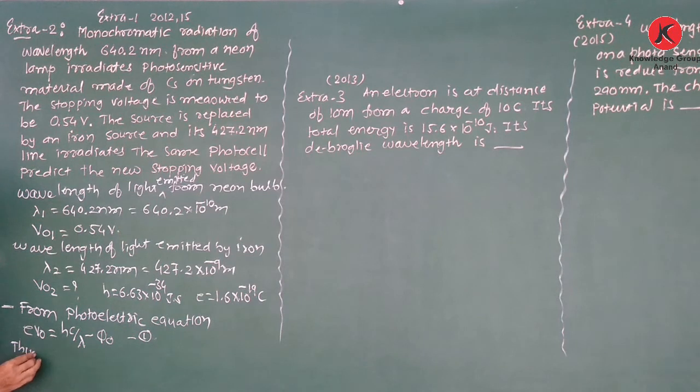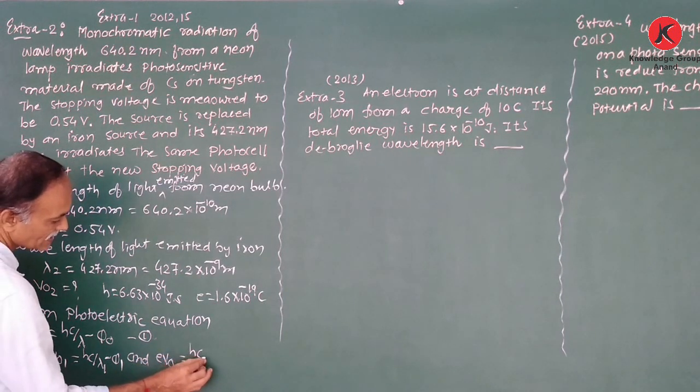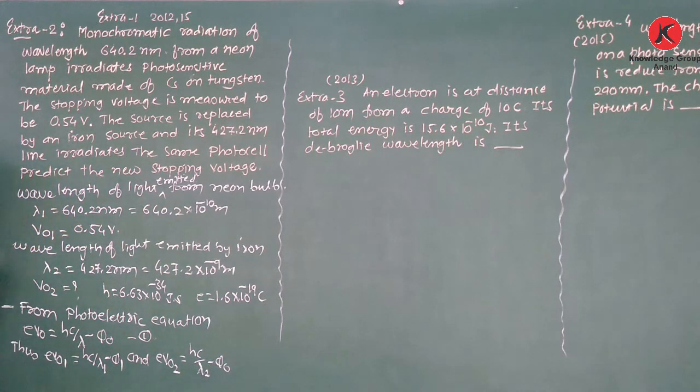Thus eV01 is equal to hc upon lambda 1 minus phi 0, and we can write eV02 is equal to hc upon lambda 2 minus phi 0. Now from this photoelectric equation, if the wavelength is lambda 1, stopping voltage is V01, therefore for lambda 1, eV01 is equal to hc upon lambda 1 minus phi 0.